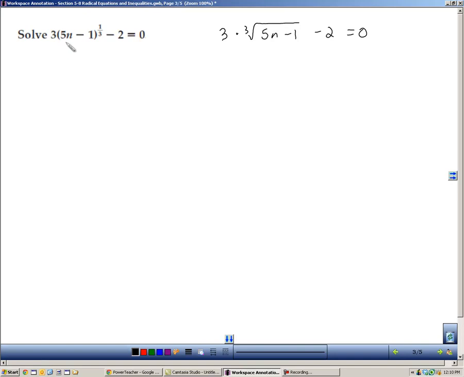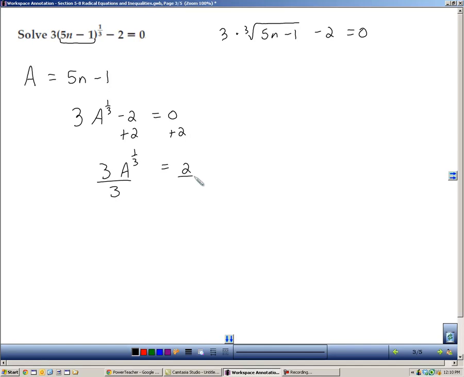Another tip that I want to show you is a lot of times when dealing with radical equations, it becomes easier if you take the stuff that's in the radicand, which would be this 5n minus 1, and you substitute it for something like an a. So I'm going to say 5n minus 1 equals a. And then I'm going to rewrite this equation. 3a to the 1/3 minus 2 equals 0. And so what I can do is I can solve this for a, and it's a little easier when I do it that way. And then when I'm done, I plug the value in for a, and then I solve for n. So here I'm going to isolate this a to the 1/3 by adding 2. Divide both sides by 3.